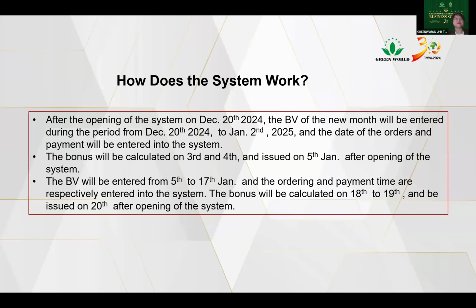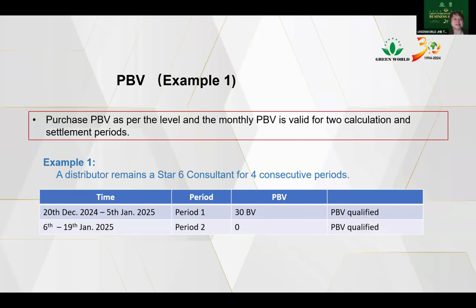The BV will be entered from the 5th to 17th of January, and the ordering and payment times are respectively entered into the system. The bonus will be calculated on 18th to 19th and be issued on 20th after opening of the system. So this is the calculation period and the payday.